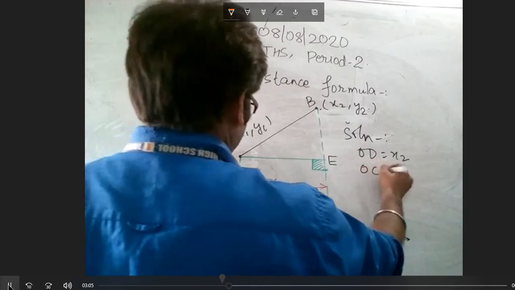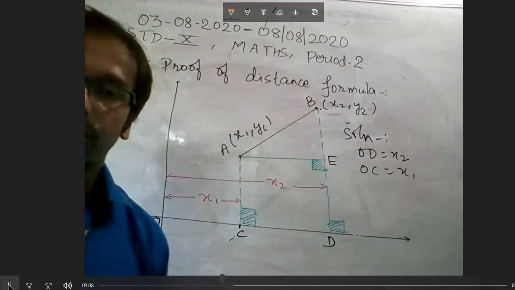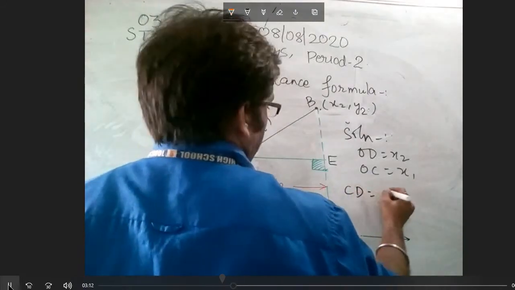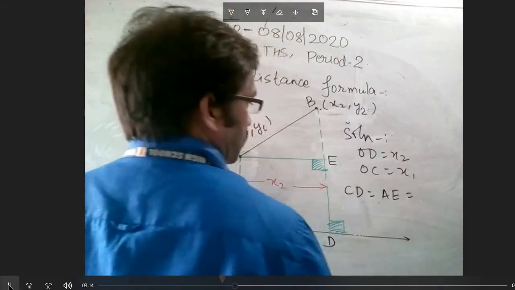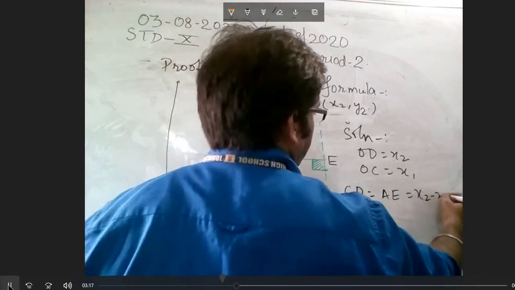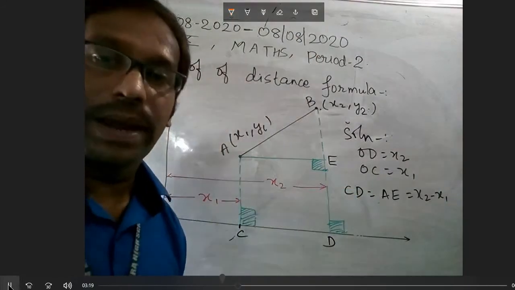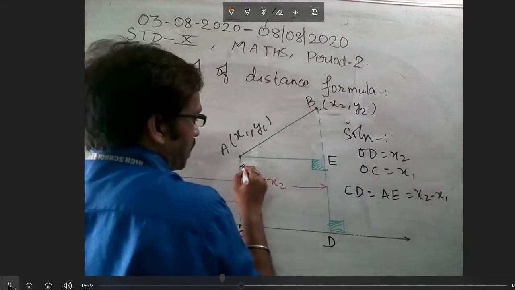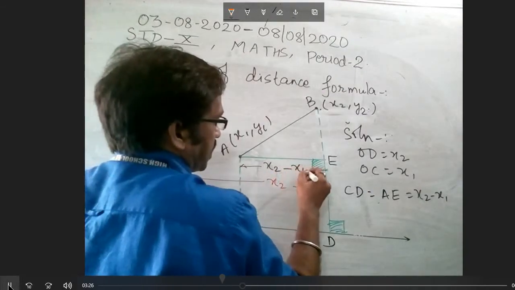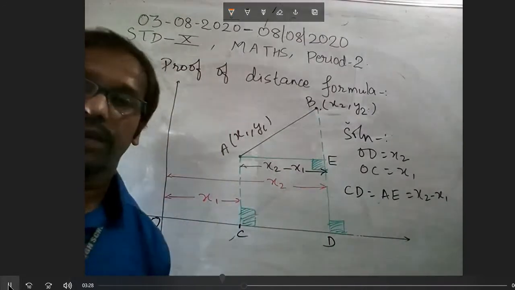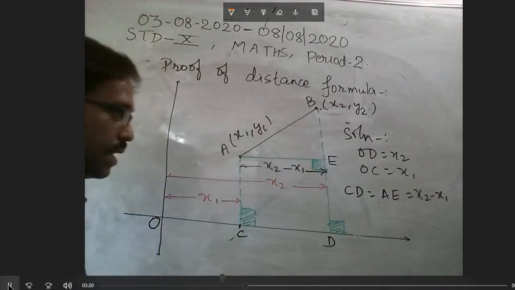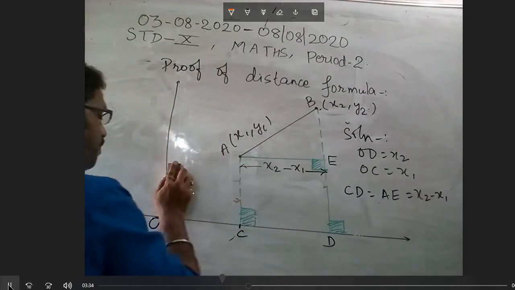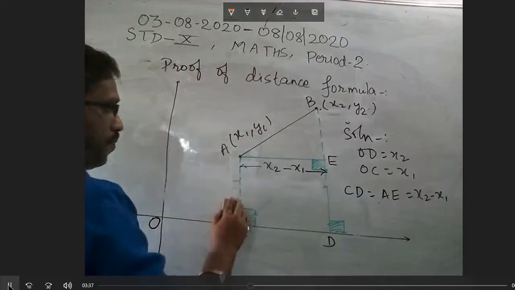Now we have found OD is my x2 and OC is my x1. So I can find my CD. CD is equal to A. Just now I have explained also why it is there. CD is equal to A, so that is equal to OD minus OC, that is x2 minus x1. Okay, CD is equal to x2 minus x1. We have found one side. See, we are approaching towards our solution, towards our proof part.